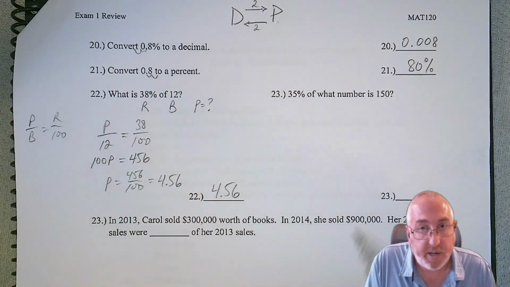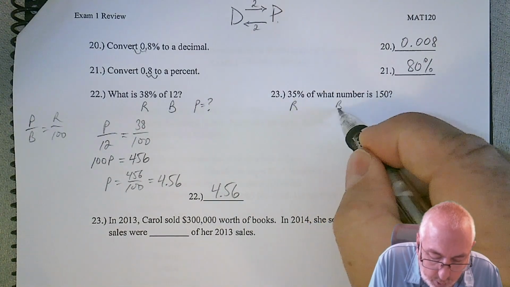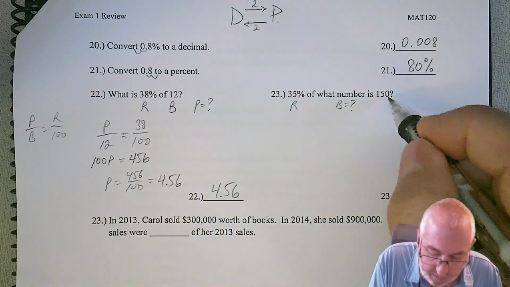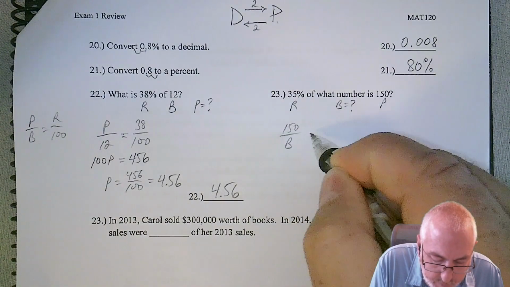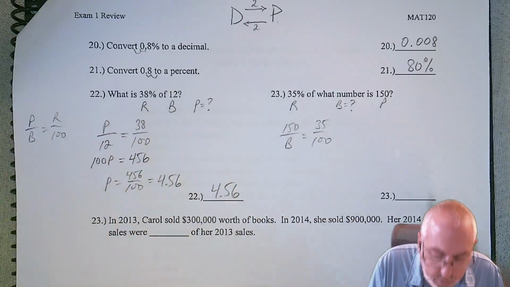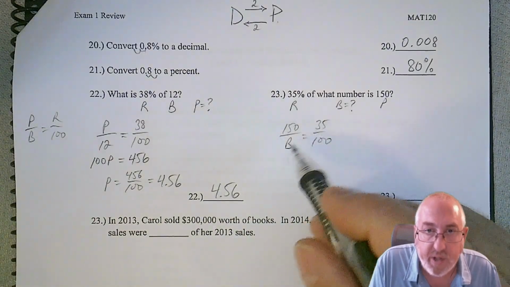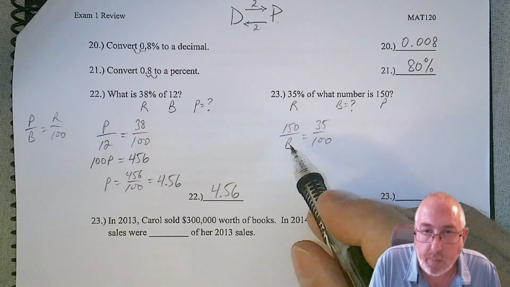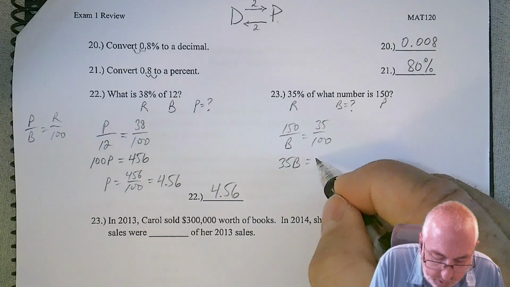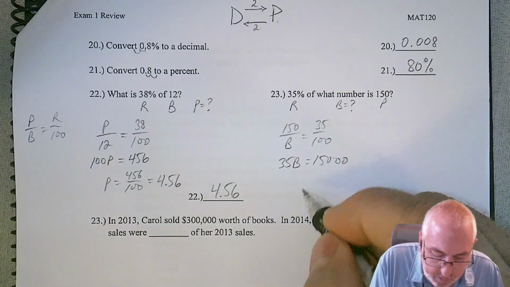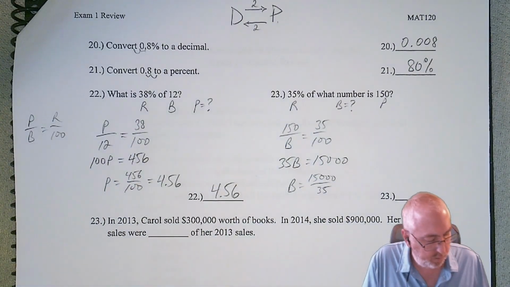Now, a little bit different problem, but same process. Identify your rate. In this case, we don't know what the base is, and then the is our part. So if we put everything together, we should end up with that. And now, same as before, we want to cross multiply. Whatever the unknown is, that's the one I would have multiplied first. So B in 35, so 35B, 150 times 100 better be 15,000. And so if we divide both sides by 35, let's see what we get.